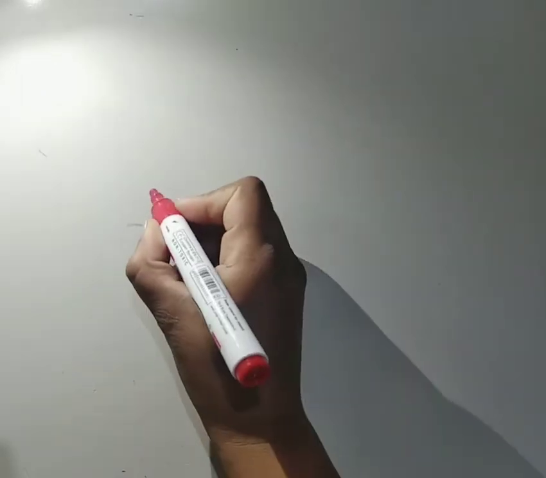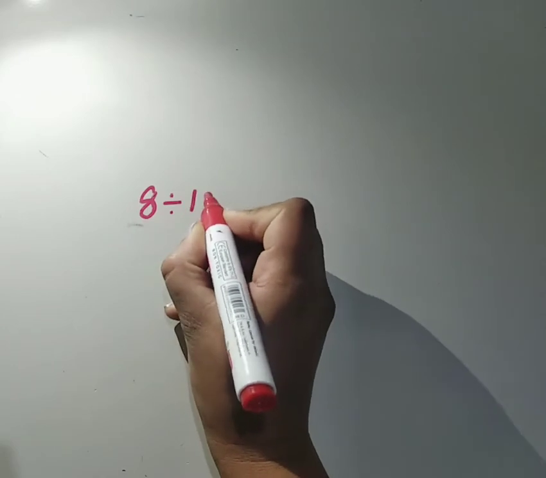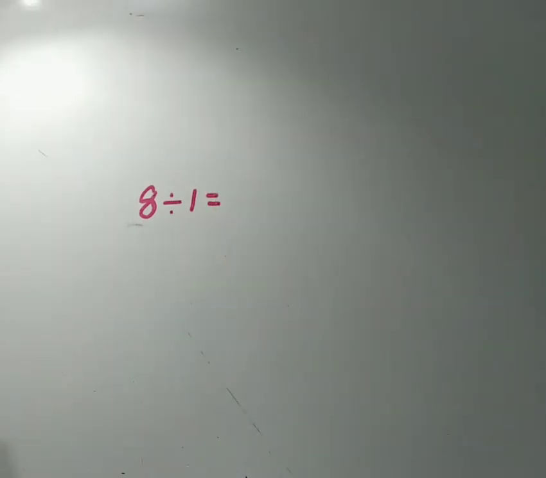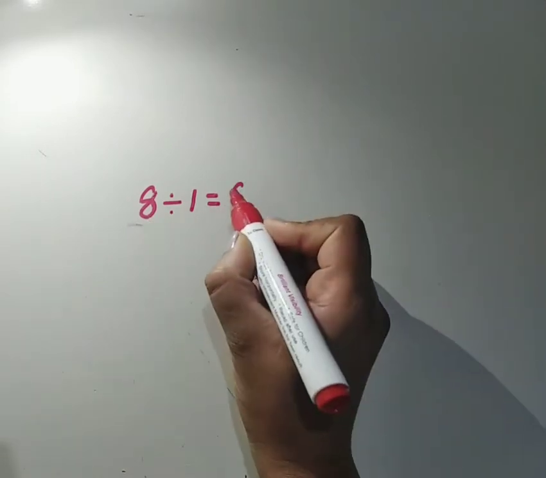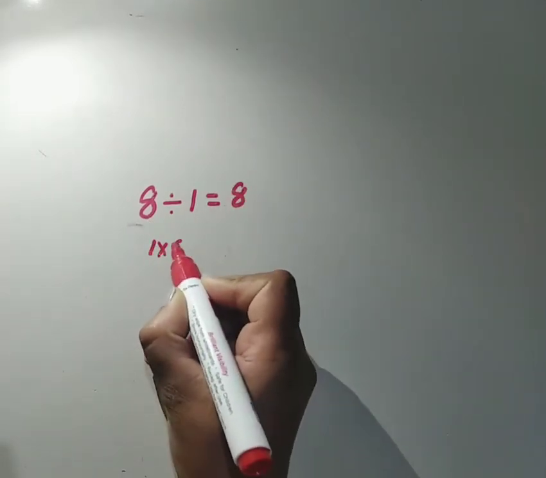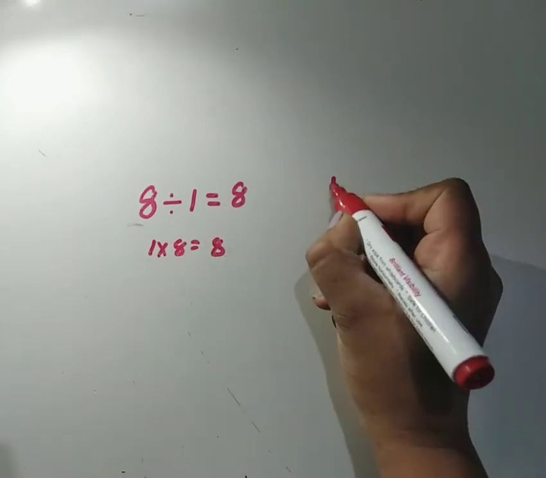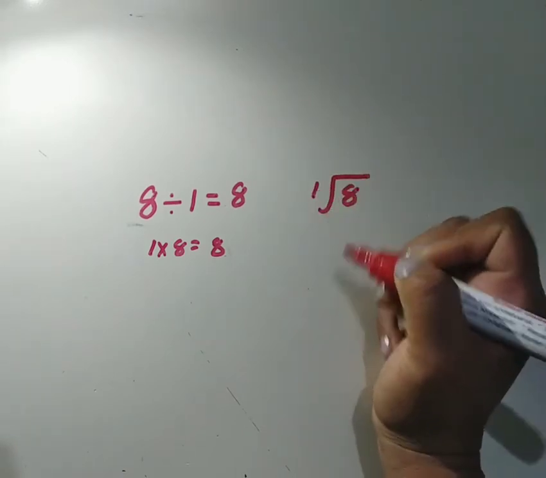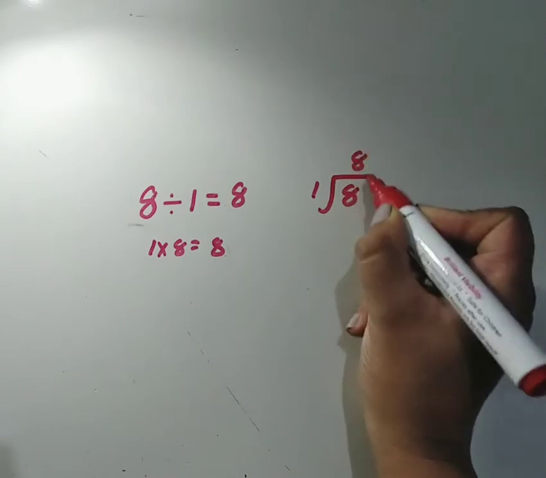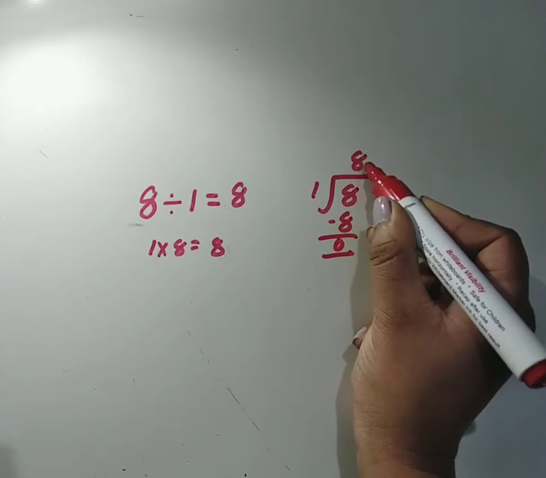For example, I have the number 8. 8 divided by 1. What is the quotient? The quotient will always be the number itself, the number that we are dividing. 1 multiplied by 8 is 8. Therefore, your answer is 8. We can do this like this also. We are going to divide 8 by which number? By 1. So 1 times 8 is 8. The quotient will remain the number itself.